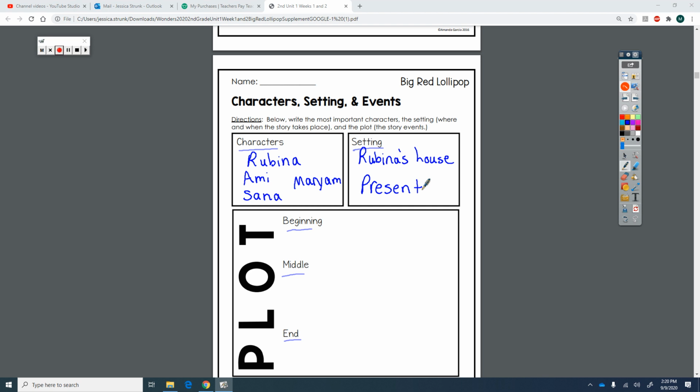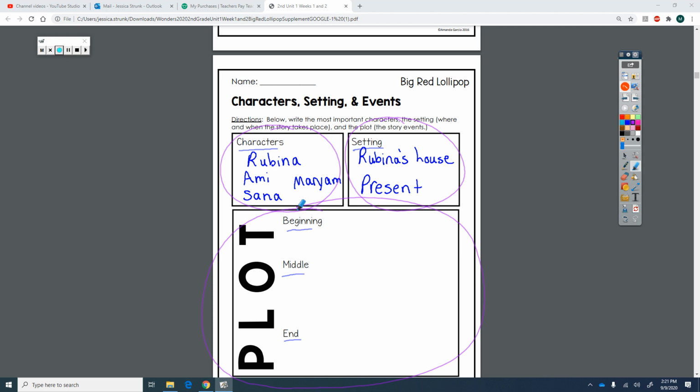Alright, the next part of a story, after you figure out the characters and the setting, you'll need to worry about the plot, which is the beginning and the middle and the end. And if you can remember these things in a story, it's going to help you be such a better reader. Because good readers, when they read a book, they can remember who was in it. That's the characters. They can remember where they were at. That's your setting. And they can remember the beginning, the middle, and the end. They can remember what happened in the story.